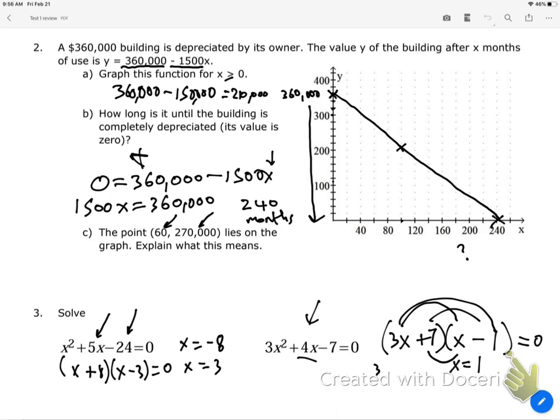Now I'm going to set this 3x plus 7 equal to 0 to help me. Take away 7, 3x equals negative 7, divide by 3, so x equals 1, and x equals negative 7 thirds. But please go ahead and do the quadratic equation formula if you want to, okay?